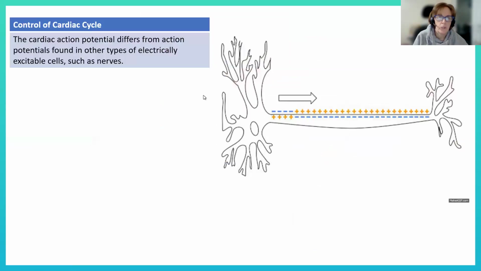So that's how it kind of works. You don't really need to remember that, but it's just an explanation of how this charge can change across the membrane. So the cardiac action potential differs from this one that we just had a look at.